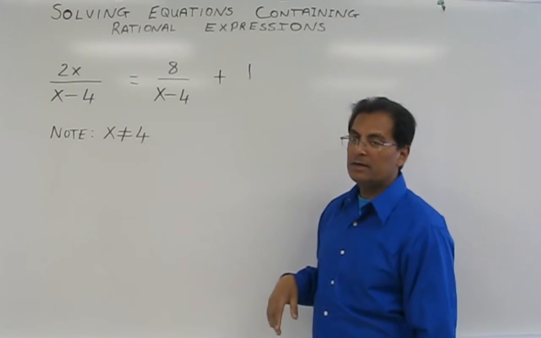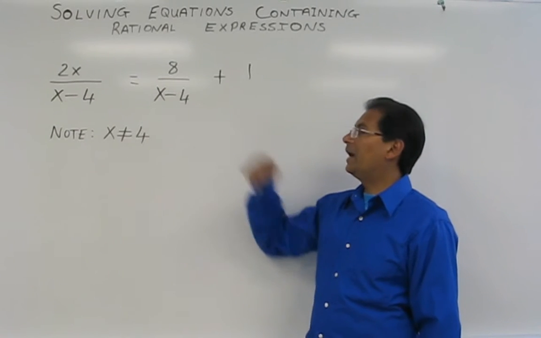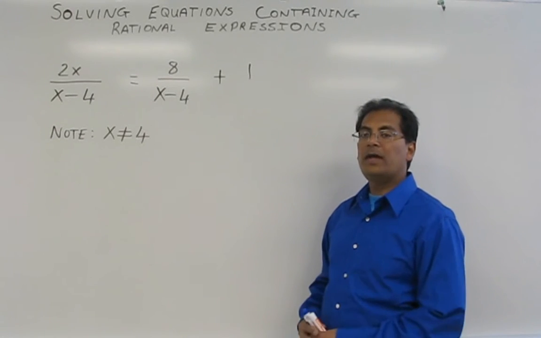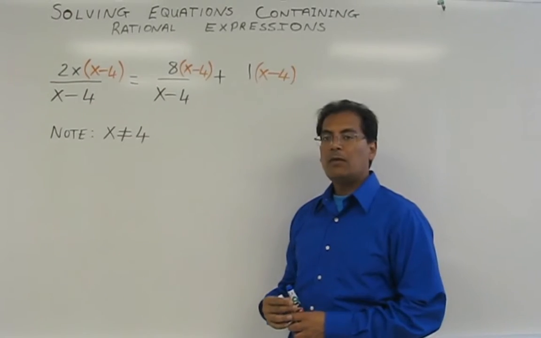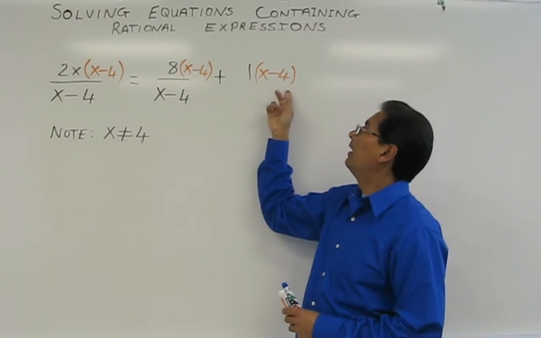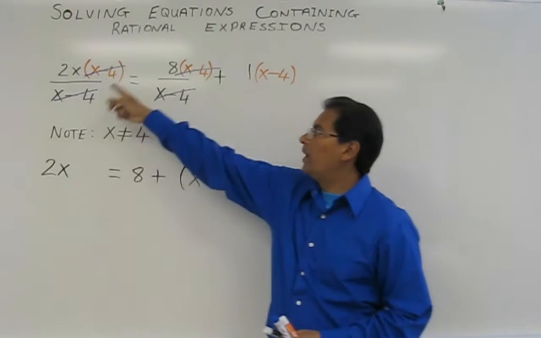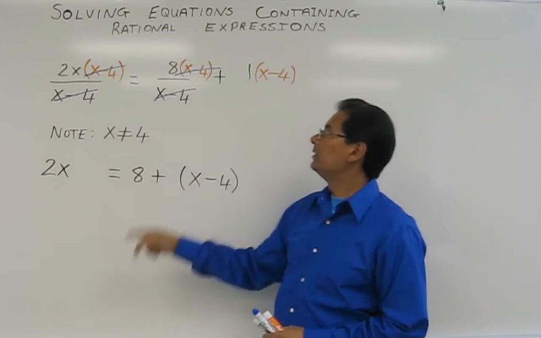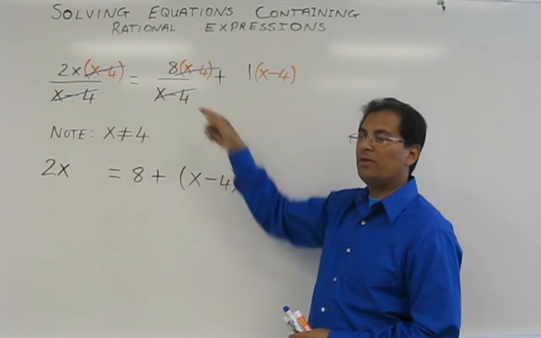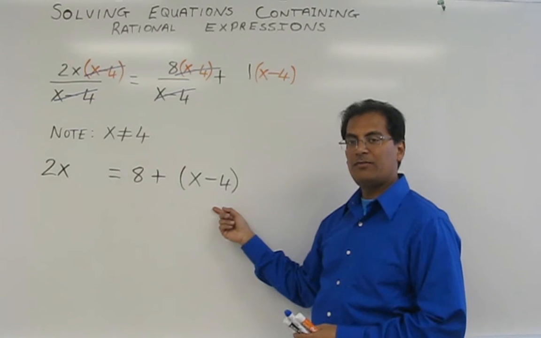So we see that our LCD is the same denominator we have. The common one here is x minus 4. So we multiply everything by x minus 4. And what that does is the x minus 4 above will cancel with the ones below. And then we multiply through. So we simplify this to get 2x, x minus 4's cancel, equals 8, these x minus 4's cancel, plus 1 times x minus 4, or just x minus 4.